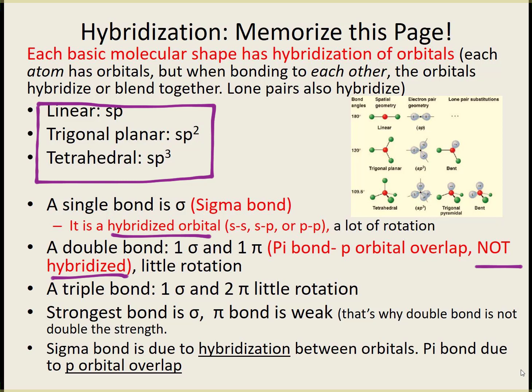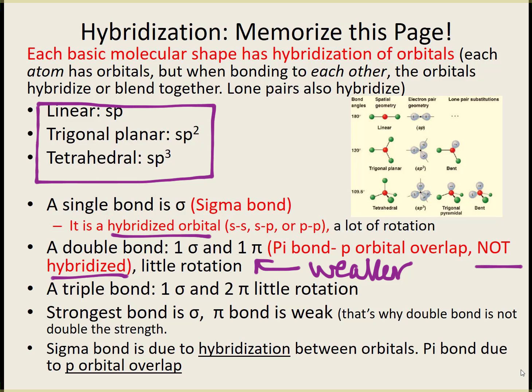Now, the pi bond is a weaker bond. And that is why when you go to break a double bond, it's not double the strength of a single bond. Because the double bond, all you are adding is a pi bond, which is a weaker type of bond.